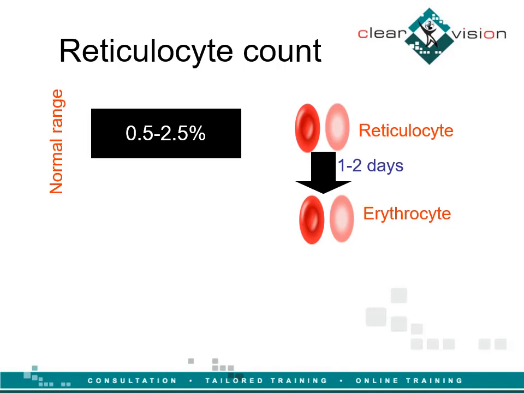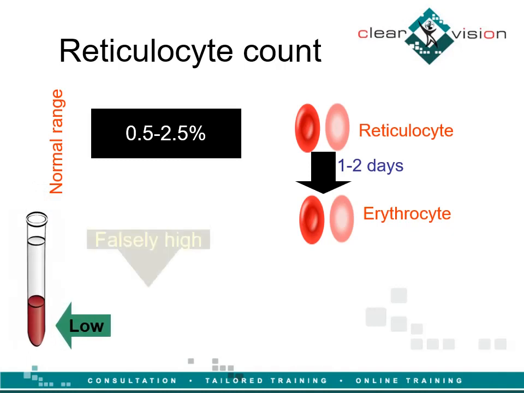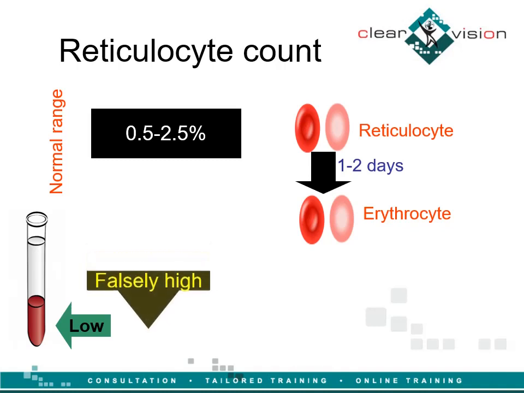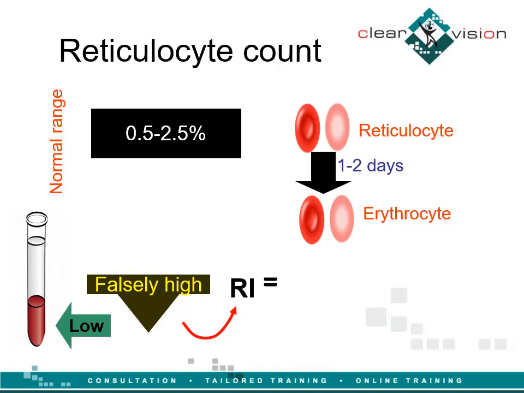Since the value is reported as a percentage of RBCs, in case of reduced hematocrit the value of reticulocyte count will be falsely high. To correct for that, the reticulocyte index is used, which is equal to the reported percentage of reticulocytes multiplied by the actual hematocrit divided by the normal hematocrit.